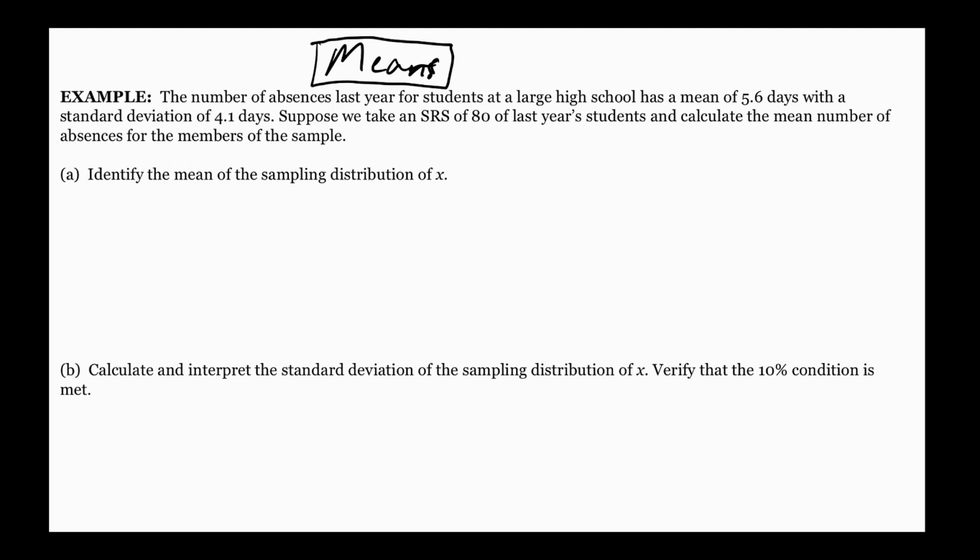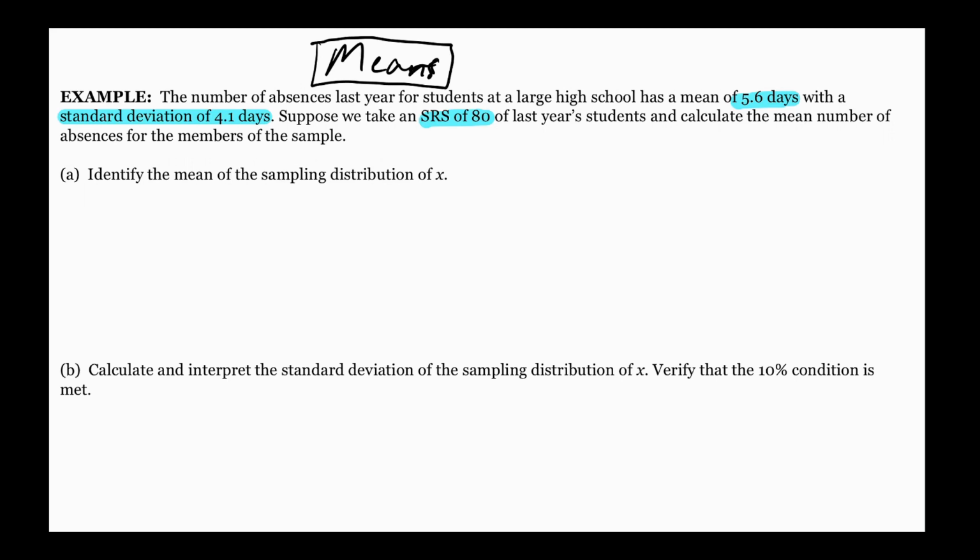Okay, so let's highlight some stuff. If you did it already, some of you guys I saw underlining, great. Always highlight, underline stuff because that's what we're going to be using. So the number of absences last year for students at a large high school has an average of 5.6 days with a standard deviation of 4.1 days. Suppose we were to take an SRS of 80 students of last year's students, and calculate the mean absences for the sample.